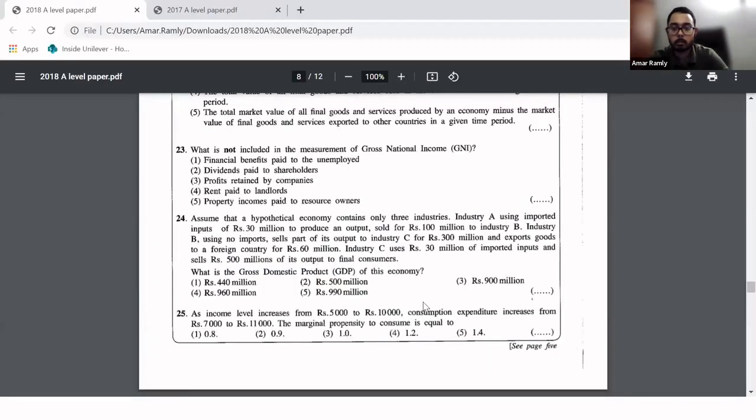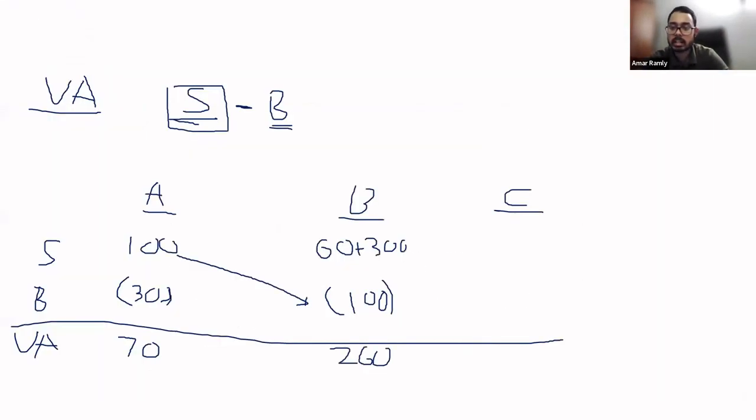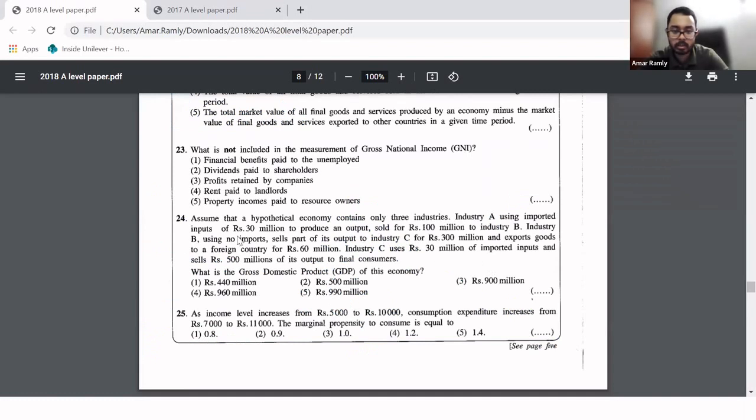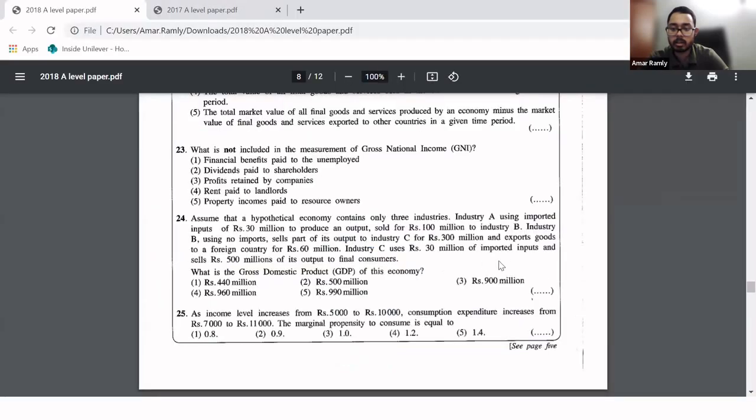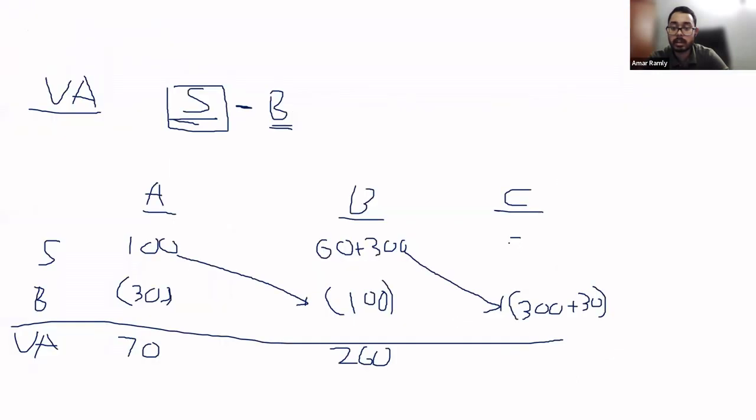What comes next? This 300 here, where does it go? To C. Are there any other inputs here? Industry C uses 30 million of imported inputs. So this is this 300 plus 30. And it sells 500 million of its output to the final consumer. So 500 is the output value. So it's 500 minus 330.